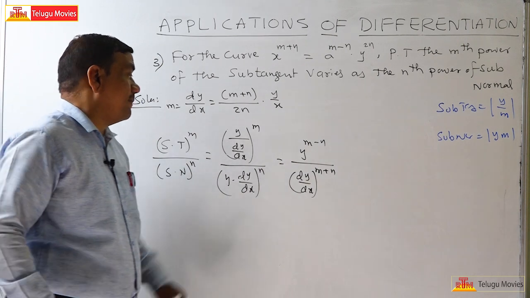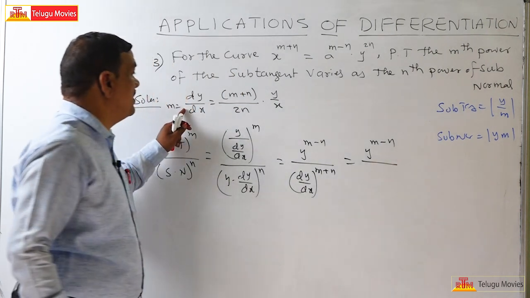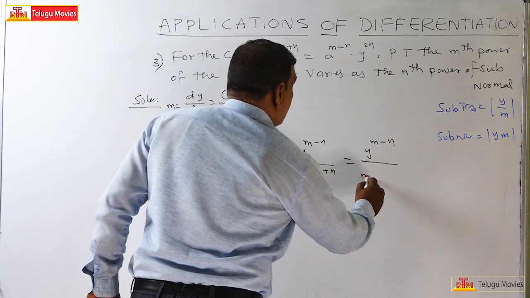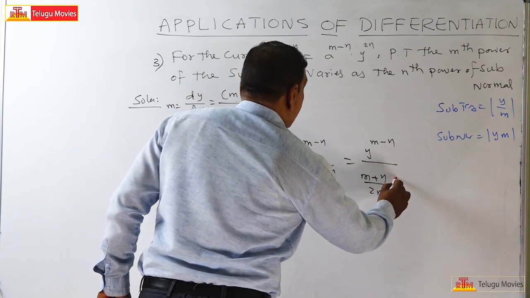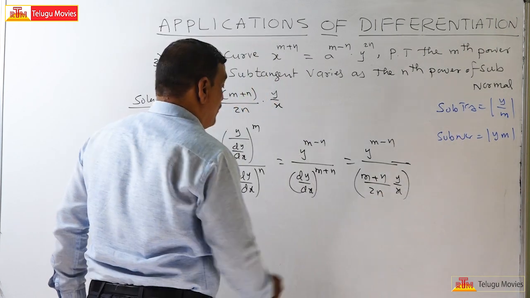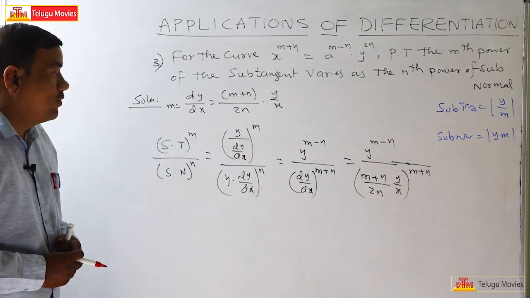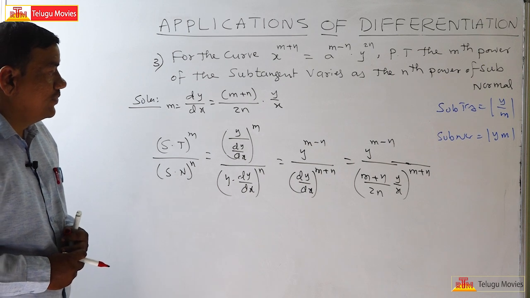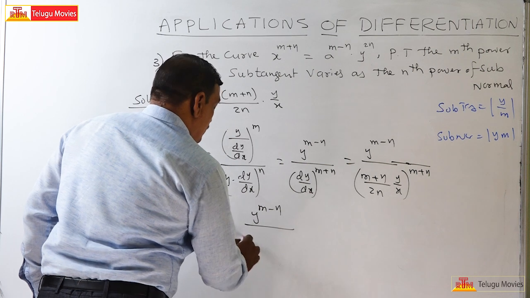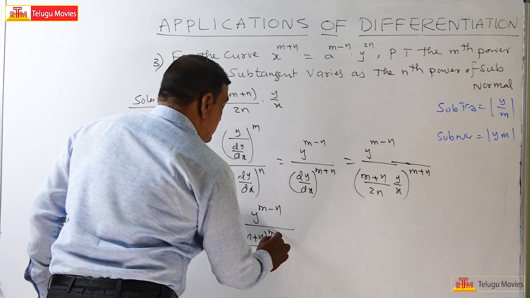Okay, now y into dy by dx, right. So this is equal to y power m minus n by, what is our dy by dx? (m plus n) by 2n into y by x, whole to the power of m plus n. Okay, now let us see. Let us separate this. So this is equal to y to the power of m minus n, and this is (m plus n by 2n) whole to the power of m plus n.